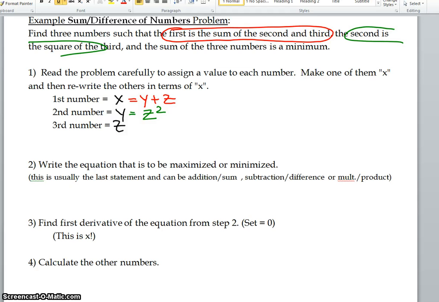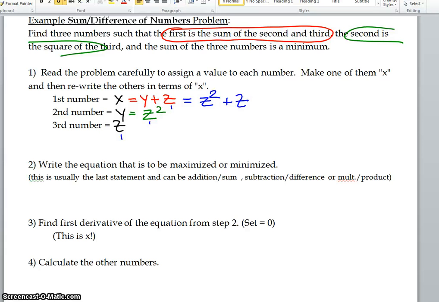So what I want to do again is get everything in terms of one of these variables. Well, hopefully what you notice is that I got a z in the third number, a z in the second, a z in the first. So that might be what I'm looking at. And so what I can do is I can rename y z squared and then x is z squared plus z. All right, now write our equation.